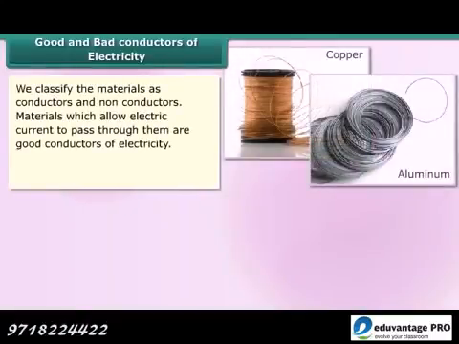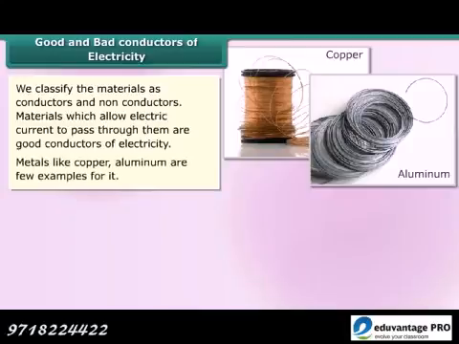We classify the materials as conductors and non-conductors. Materials which allow electric current to pass through them are good conductors of electricity. Metals like copper, aluminium are few examples of it.